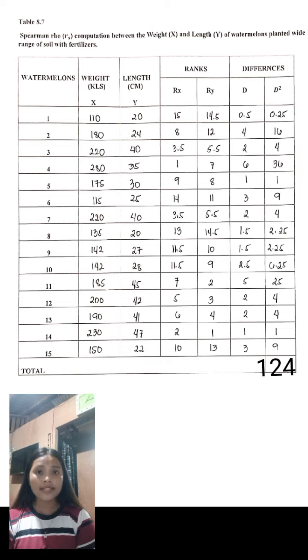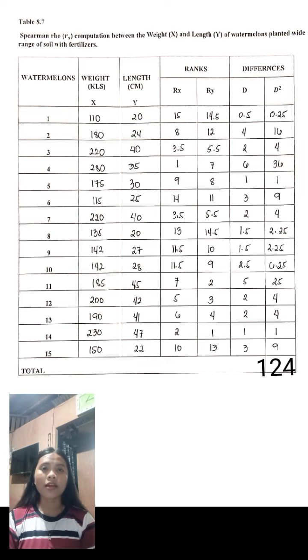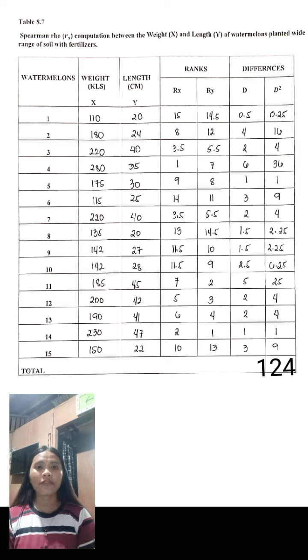7 as our RX and 2 as our RY, so their difference is 5. And the next one, we have watermelon 12. 5 is RX, 3 as our RY, and that is why their difference is 2.